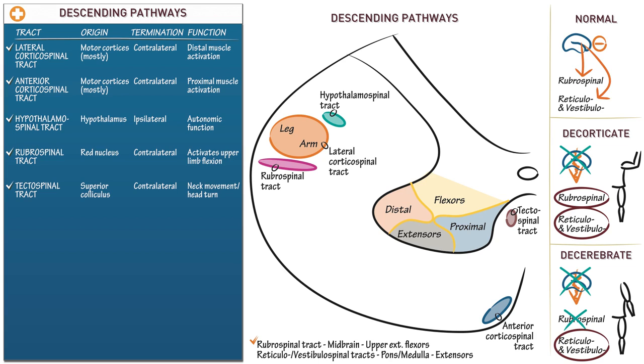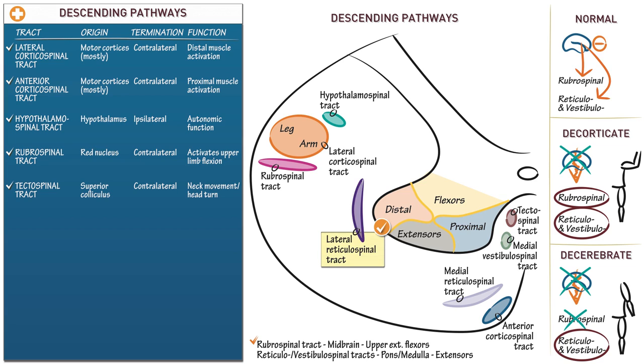Now let's address the reticulospinal tracts and vestibulospinal tracts, both of which maintain posture through the activation of anti-gravity muscles. In our axial cross-section, adjacent to the anterior corticospinal tract, draw the medial reticulospinal tract, and adjacent to the tectospinal tract, draw the medial vestibulospinal tract. Then farther laterally, in the lateral funiculus, draw the lateral reticulospinal tract and the lateral vestibulospinal tract.